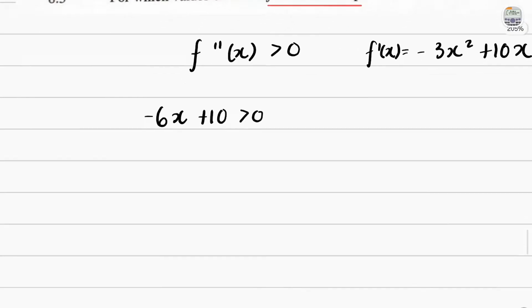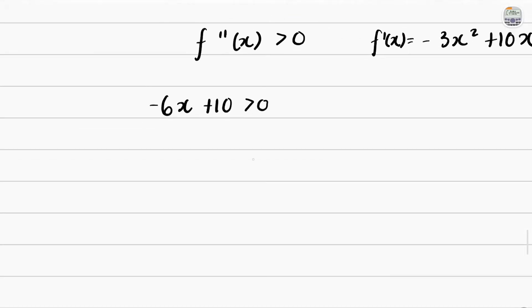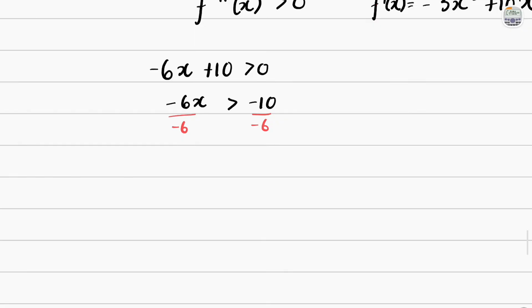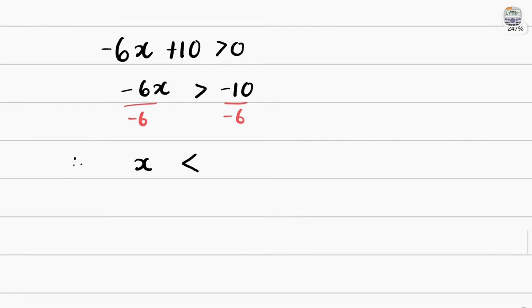This is a linear inequality, so just solve for x. So you can leave negative 6x here and say greater than, and transpose, so that's negative 10. Then we'd have to divide both hand sides by negative 6. So what happens when you multiply or divide by a negative with inequalities? The sign will change direction, so it now looks like that. So therefore, x is less than negative 10 over negative 6.